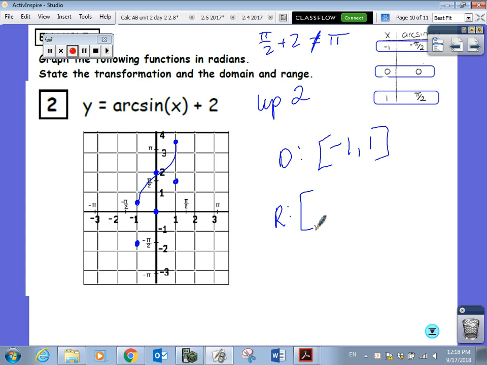We were at negative pi over 2, and we moved up 2. So we added 2 to negative pi over 2. So that's what you write. Negative pi over 2 plus 2. That's the low value.